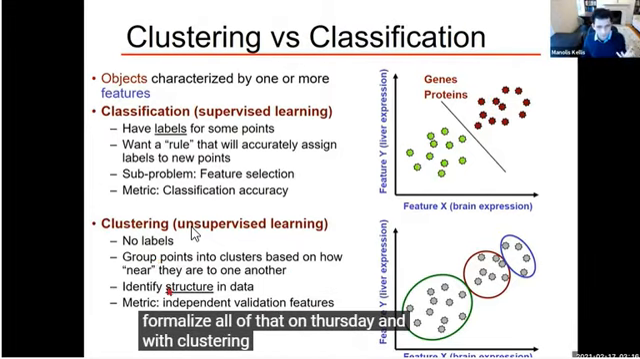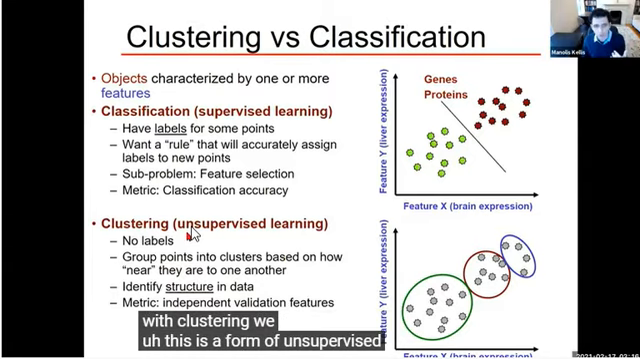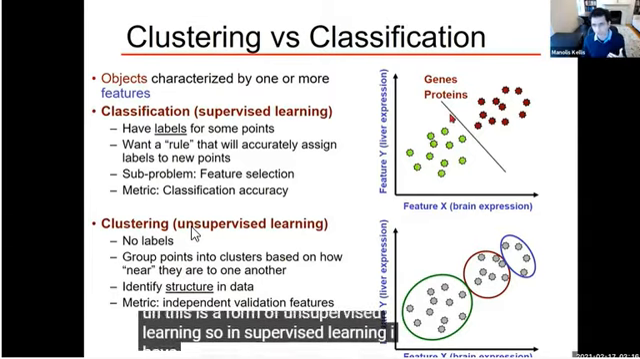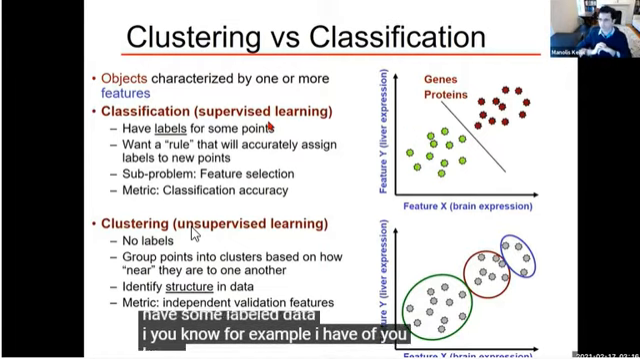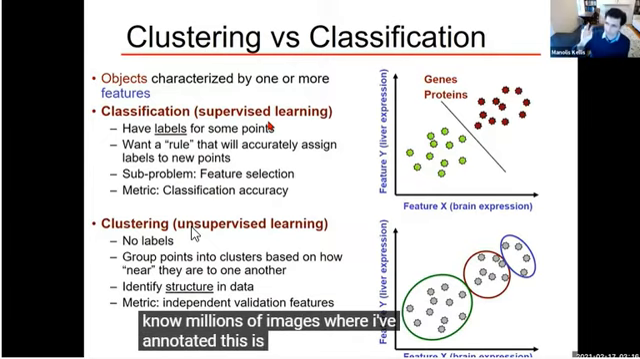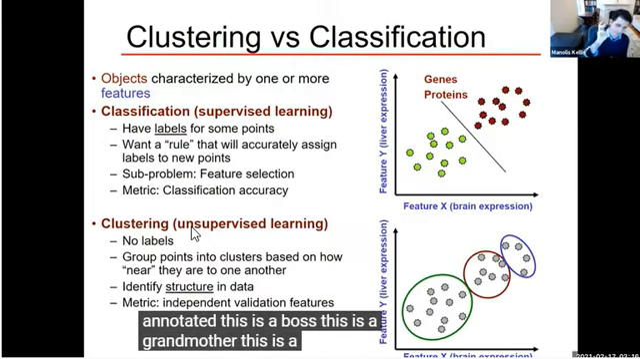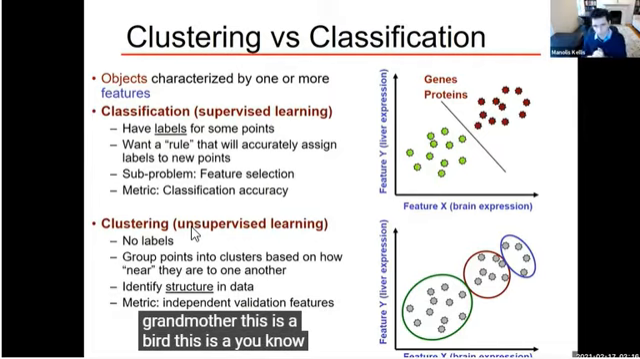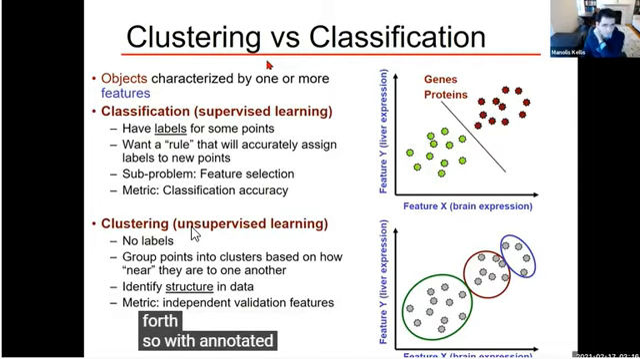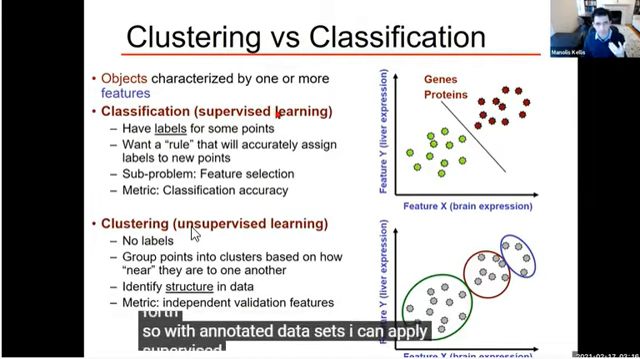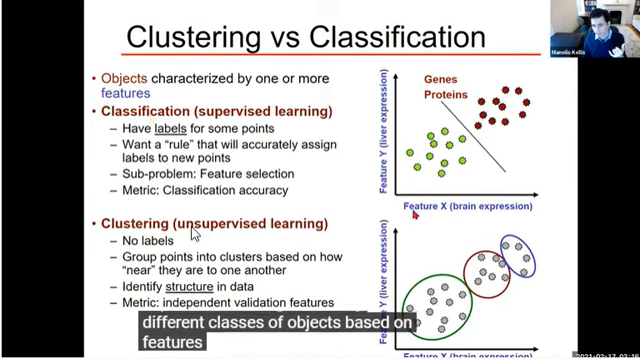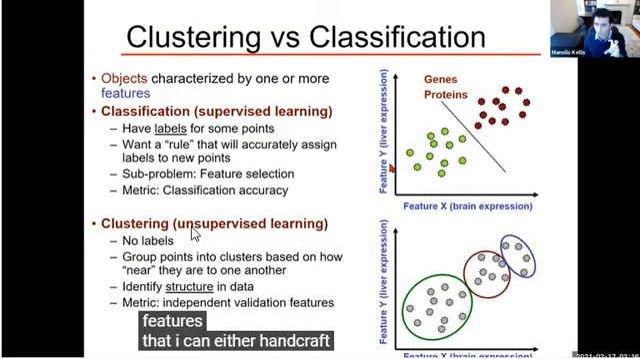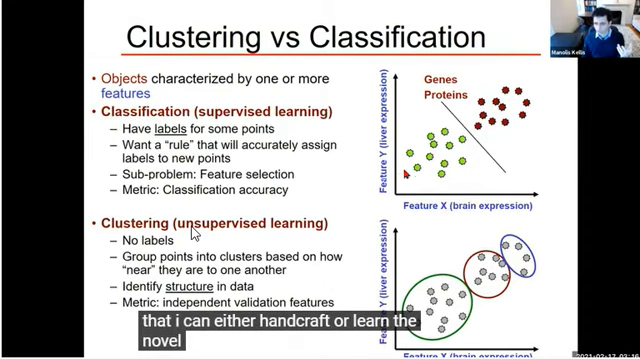And with clustering, this is a form of unsupervised learning. So in supervised learning, I have some labeled data. For example, I have millions of images where I've annotated, this is a bus, this is a grandmother, this is a bird, this is a cat, and so on and so forth. So with annotated data sets, I can apply supervised learning to classify different classes of objects based on features that I can either handcraft or learn de novo.